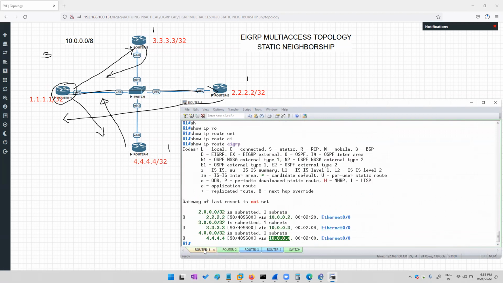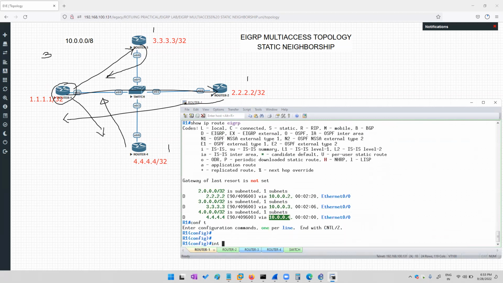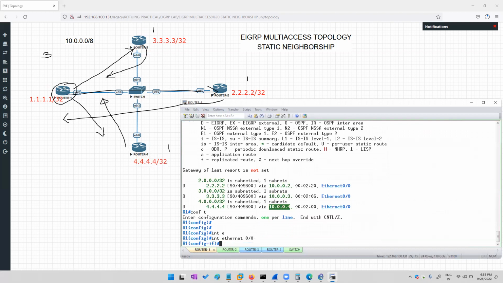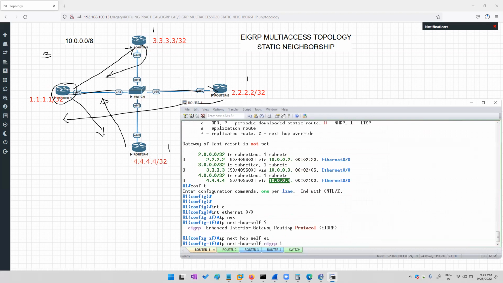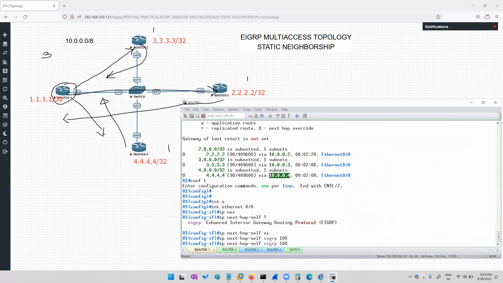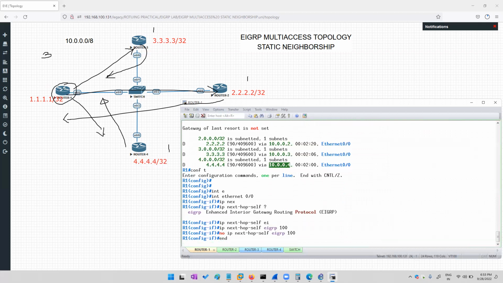So basically, by default in EIGRP, the self next hop IP feature is already added on interfaces. Clear? So how do we disable this feature? I will say on R1 E0/0: whenever you are sending any update, never add the interface IP as the next hop IP. The command is IP next hop self, for EIGRP 100. That enables it, and I want this feature disabled. Wait.